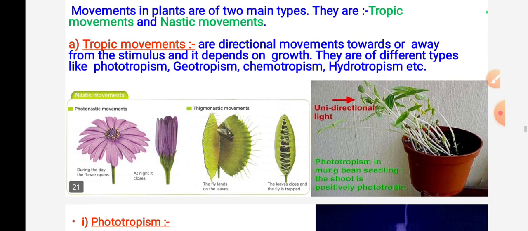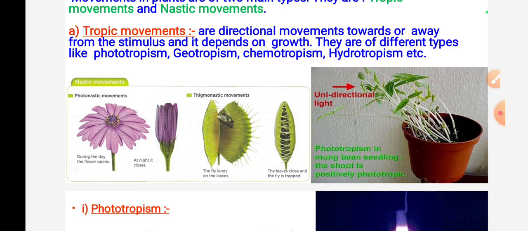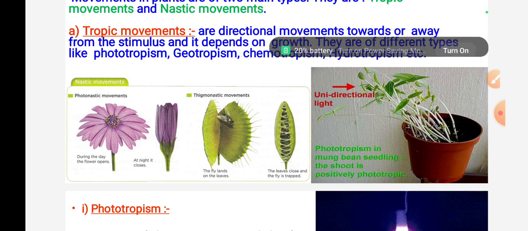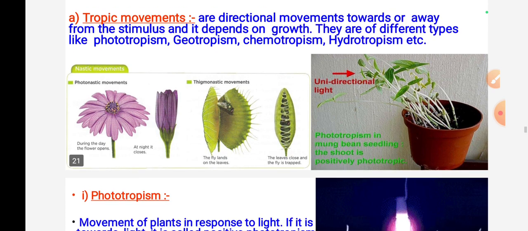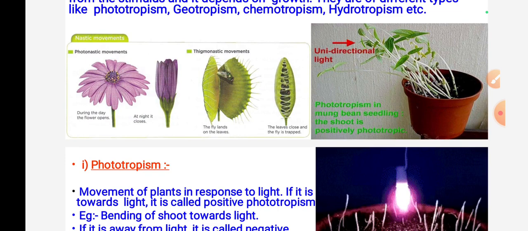Then what do we mean by tropic movements? Tropic movements are directional movements towards or away from the stimulus, and they depend on growth. They are of different types, like phototropism, geotropism, chemotropism, hydrotropism, etc. Then there are nastic movements, such as photonastic movements and thigmonastic movements.